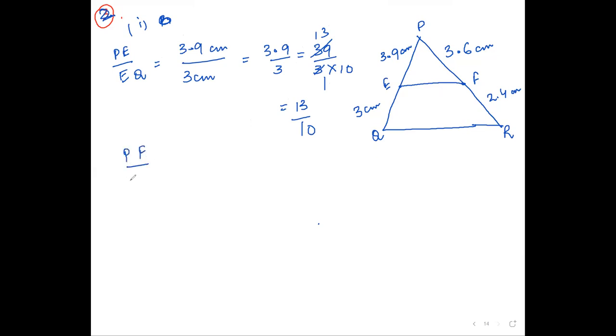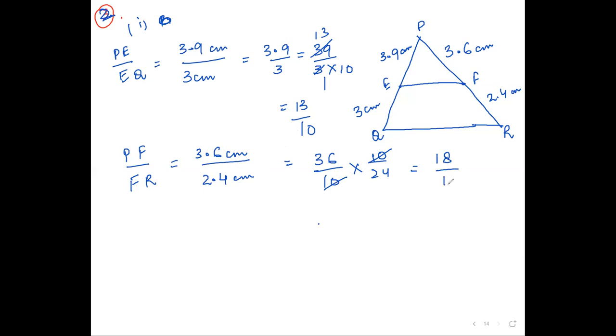Okay, let's check the other side. So PF upon FR. Let's see what I'm getting. This is 3.6 centimeter divided by 2.4 centimeter. So again, centimeter will go away. And if I remove the decimal, I have 36 divided by 10 and 24 divided by 10. So 10, 10, they cancel out. Now both are even, I can use the table of 2. So 2 into 18 and 12. Again, I can use the table of 6 directly. 6 into 3, 6 into 2, 3 by 2 I'm getting.